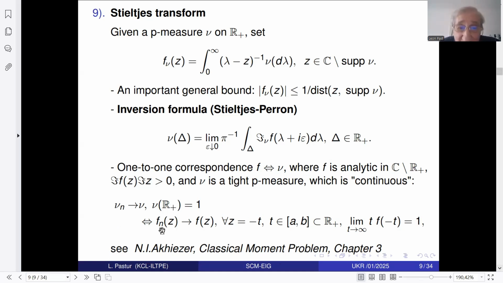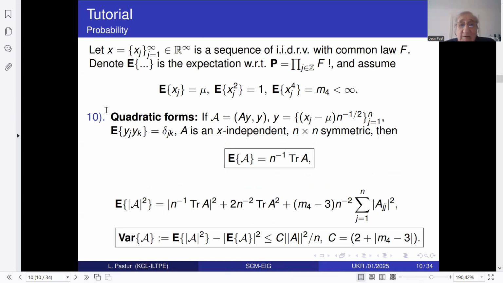You can refer to the book of Kosisy and Naumilic Ahiezer, a very nice book in which all these things are explained. Well, and now the last thing is probability, some facts of probabilities that I'm going to use.